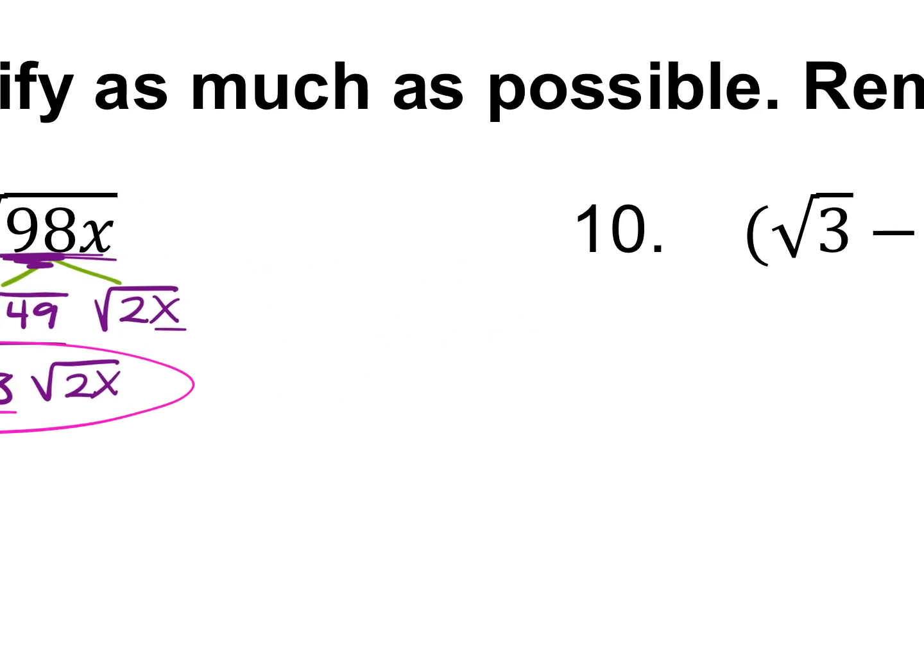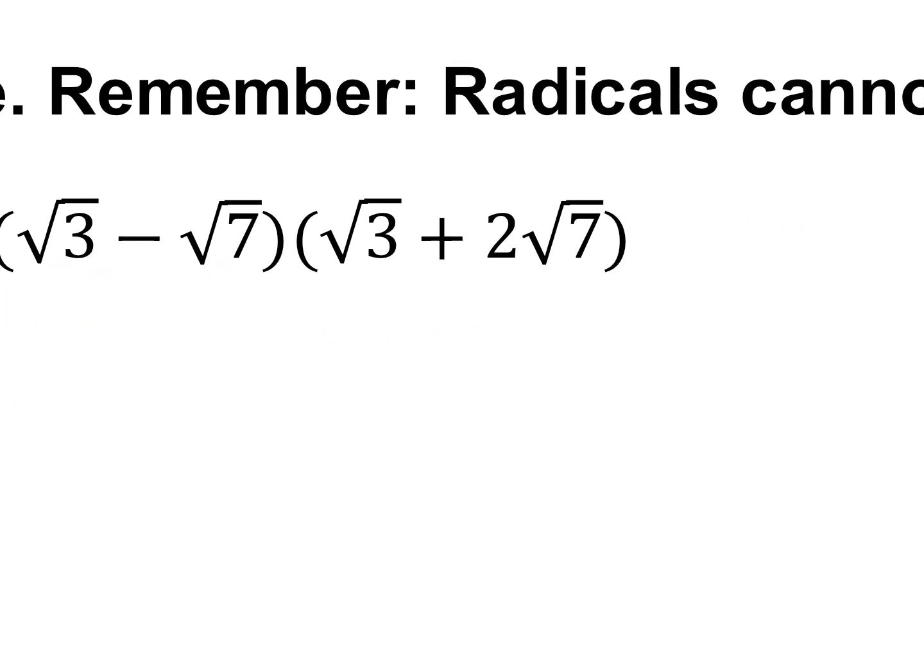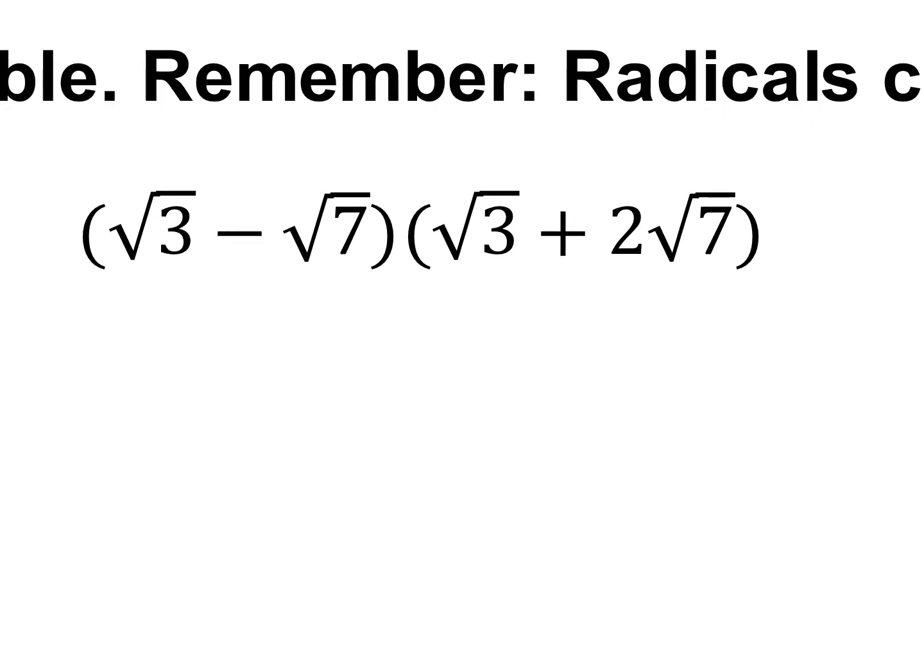All right, number 10. This is a binomial times a binomial. This looks very close to being able to use the shortcut, but this is not the same as that, right? So you actually do have to FOIL this one. No shortcut here. So let's FOIL.